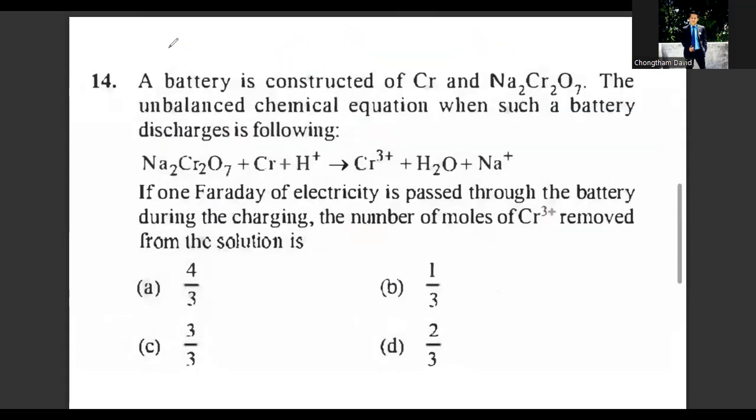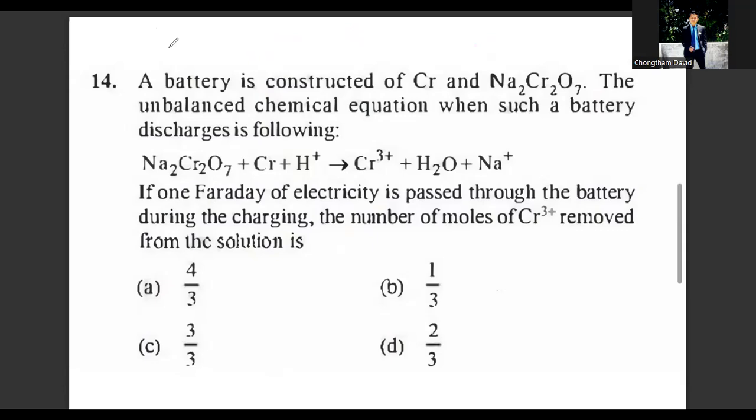A battery is constructed of chromium and sodium dichromate. The unbalanced chemical equation when such a battery discharges is as follows. If 1 Faraday of electricity is passed through the battery during charging, the number of moles of chromium ion removed from the solution would be?